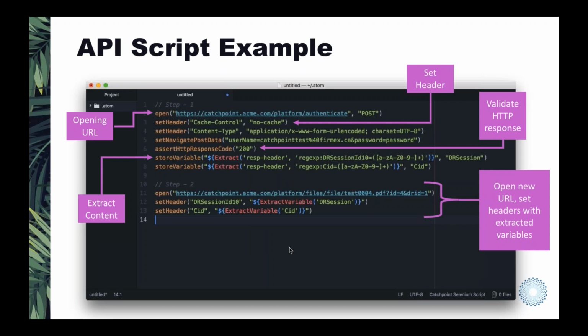So just to walk you through a typical API transaction, this is a two-step transaction, and I'll walk you through it very, very quickly. The first line, the open line, is actually doing a post. It's opening an endpoint, and it's indicating that we're going to be posting something to that endpoint. We then set a couple of headers that are required with this particular API request.